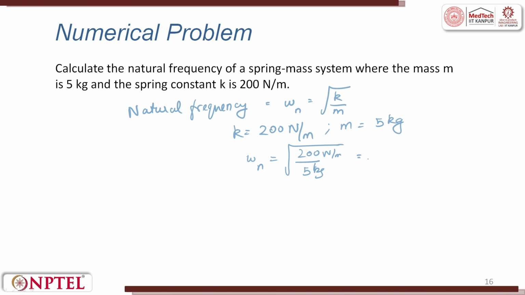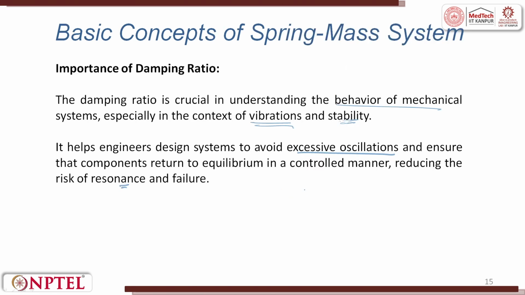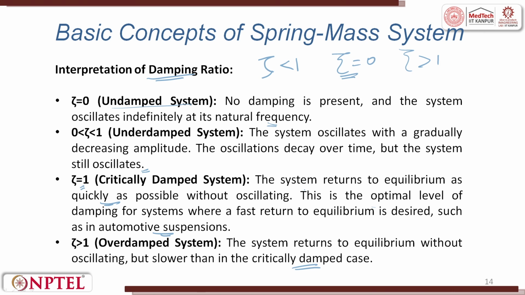which is root of 40 radians per second. So, omega n, the natural frequency, is going to be 6.32 radians per second. So, now we will 6.32. Where is 6.32? 6.32 in our system is an overdamping system.